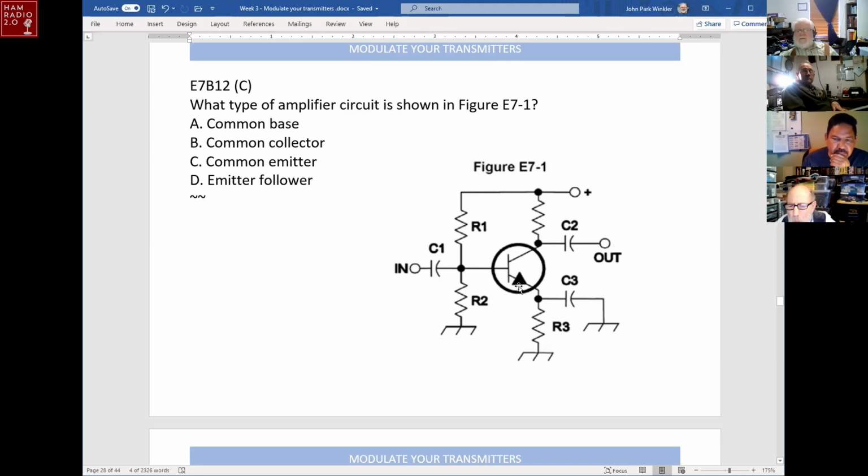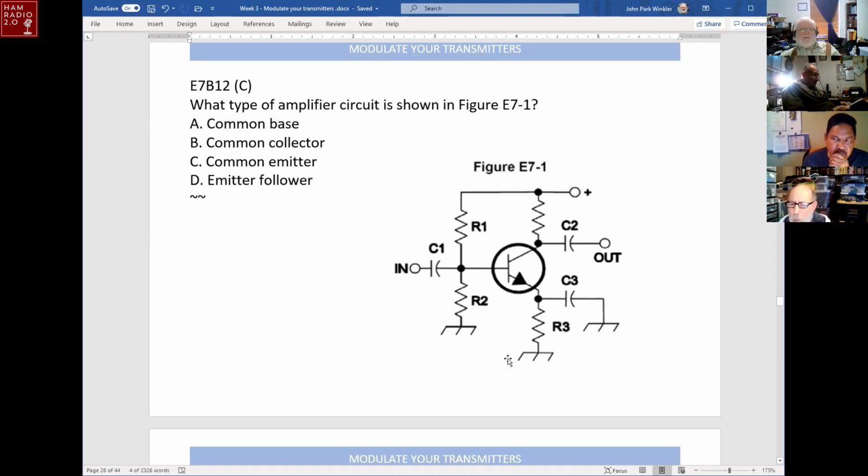And the voltage on the output at the emitter is, for an NPN, typically 0.6 volts below the base.